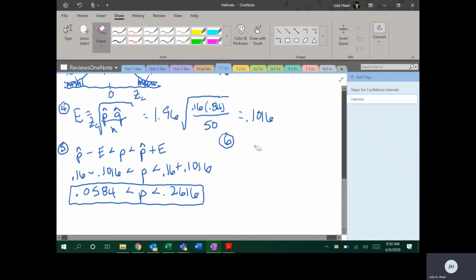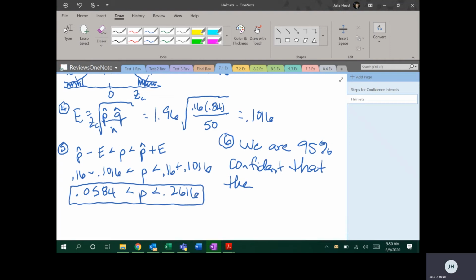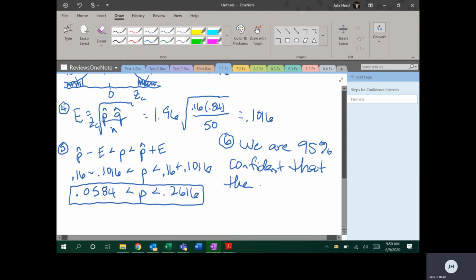We are 95% confident that, and again, obviously 95% might not be the same every time, but that phrase basically stays the same every time. The next word here is, are we dealing with means, proportions, or standard deviations? Because those are our three choices, and this is a proportion question.